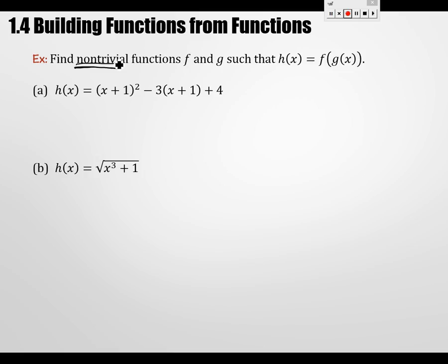Can you tell me on A what you think F and G should be? That is, by F I mean, what do you think the outside function was? And by G I mean, what do you think the inside function was that I plugged in? You don't know? You're forgiven. Gabe, what do you think?